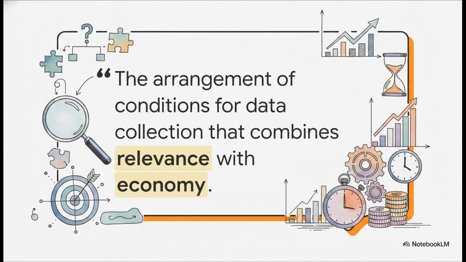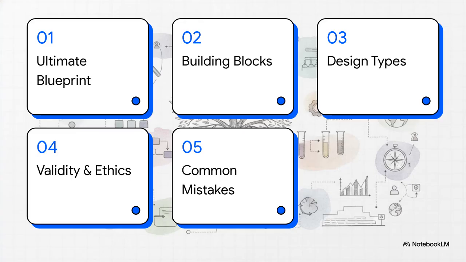So, to construct a study that truly stands the test of time, we are going to follow a 5-step architectural arc today. We'll start with drafting the ultimate blueprint, then gather our essential building blocks, choose your design type, bring in the inspector for validity, reliability, and ethics, and we will finish up with some common mistakes to avoid.